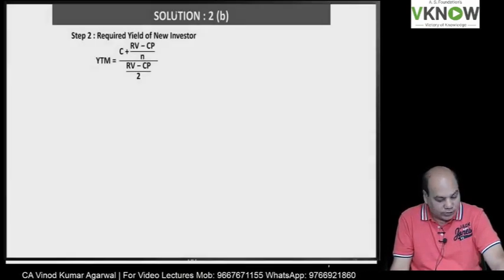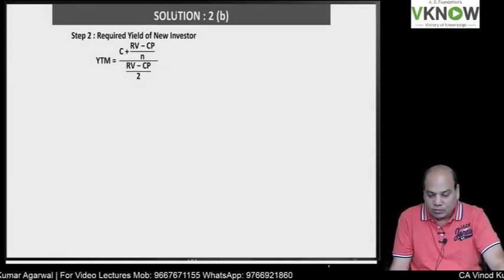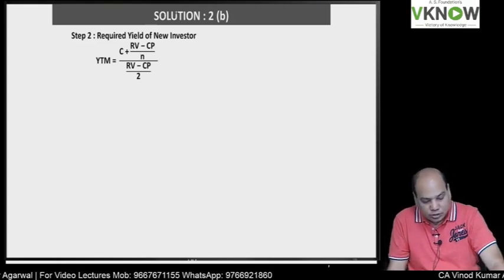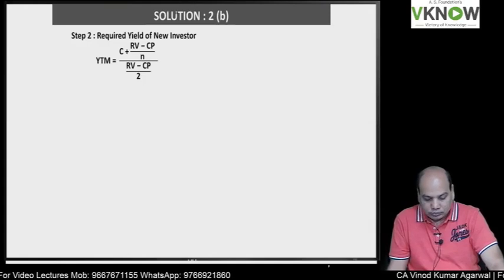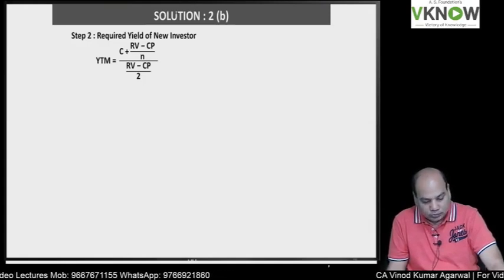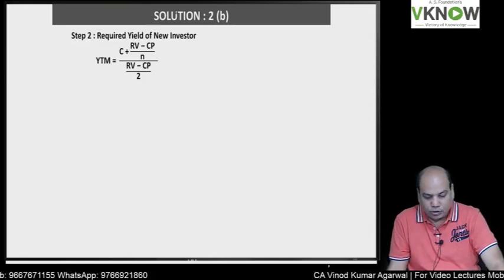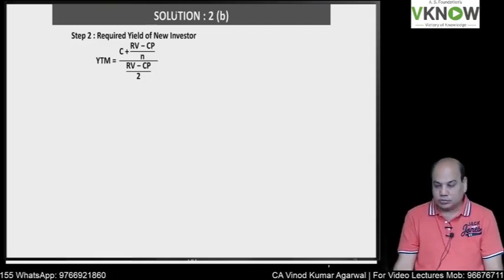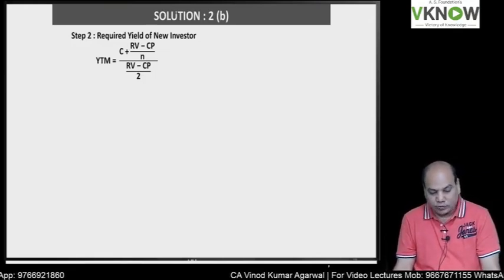Now there is another question, number 2. What is the required YTM of the new investor? So write down, required YTM of the new investor. This you can solve by applying the formula. The formula for YTM in case of a coupon bond.